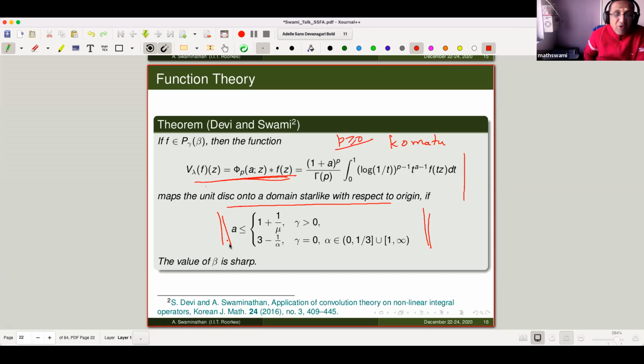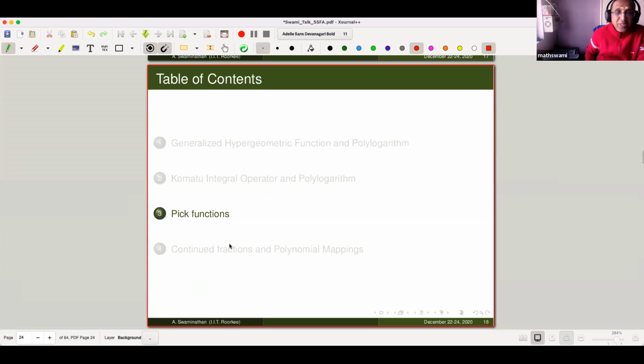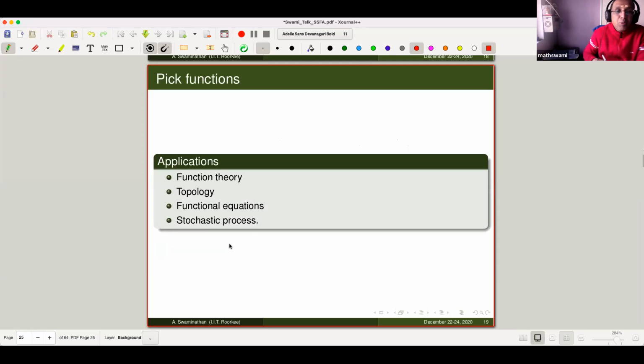So after the 1983 result of Lewis, this was considered to be one of the more general results available for finding the geometric properties related to the polylogarithms. So this is the information. The question is, why do we have integral representation? What is the use of integral representation? Of course, one of the best answers is identifying the members of Bieberbach functions. Big functions, again in function theory, are one of the strongest tools, playing a vital role in studying orthogonal polynomials. So I will just give some information about these functions.